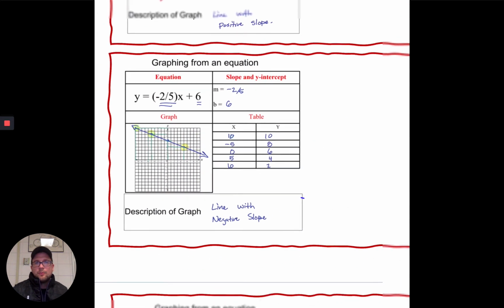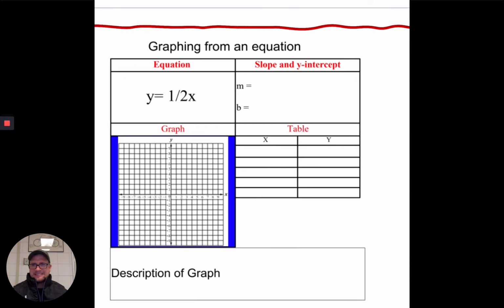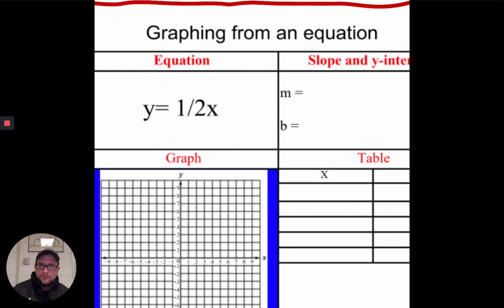Great job. Let's do one more quick. Here it is. Ready? Uh-oh. Here's that missing value again. We saw this in the warm-up. Let's see if we can remember what to do.